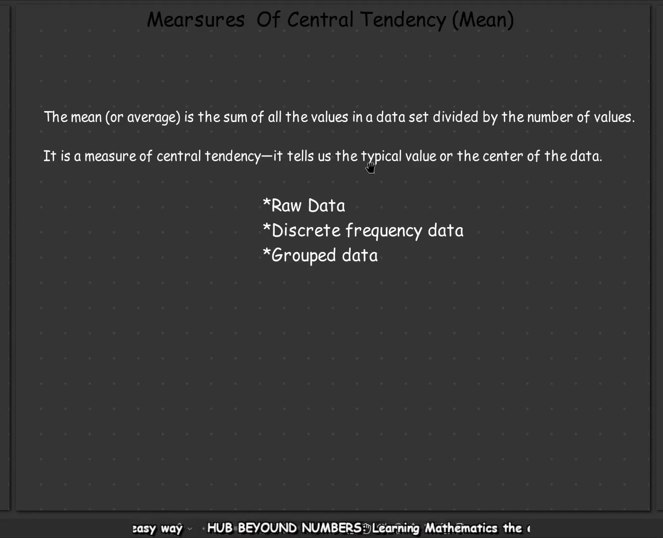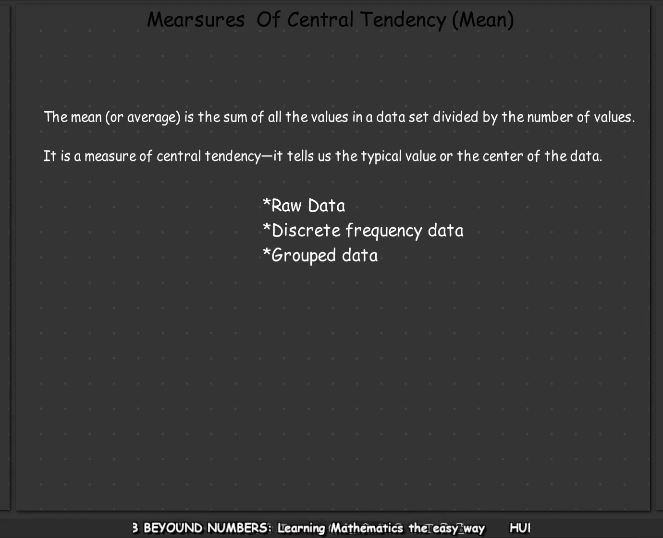So when we talk of the mean, it is the sum of all the values in a data set divided by what? The number of values. It can also be said to be the average. So what the mean does is it tells us the typical value or the center of the data.